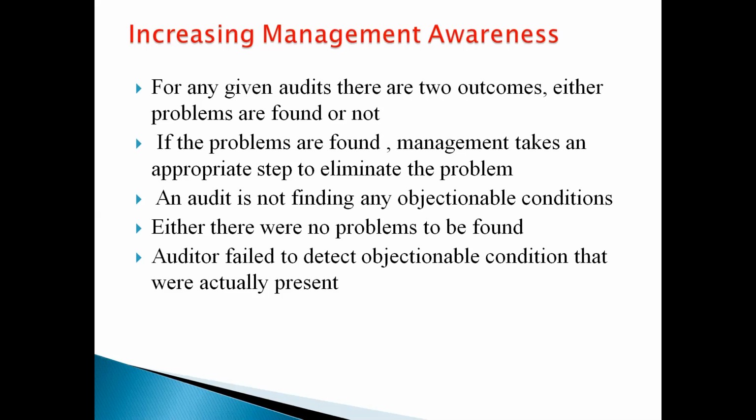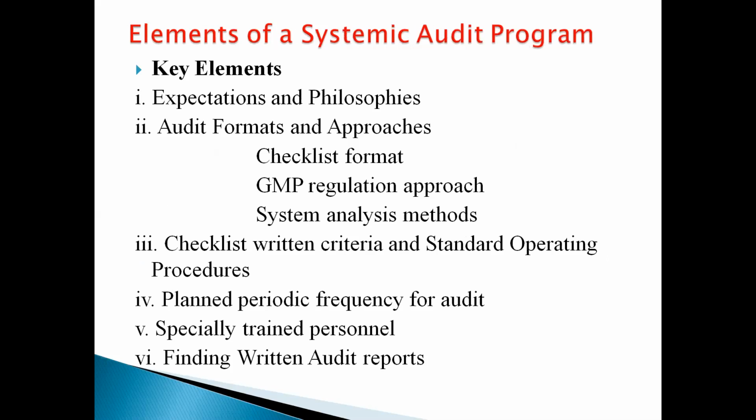What is this exactly? For any given audit, there are two outcomes: either problems are found or not. In case the problems are found, the management takes appropriate steps to eliminate the problem. Then, if an audit is not finding any objectionable conditions, either there were no problems to be found, or the auditor failed to detect the objectionable conditions that were actually present. They may fail even in auditing also. Okay, that's there.